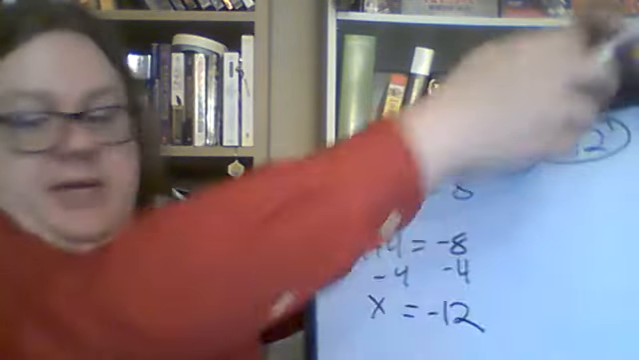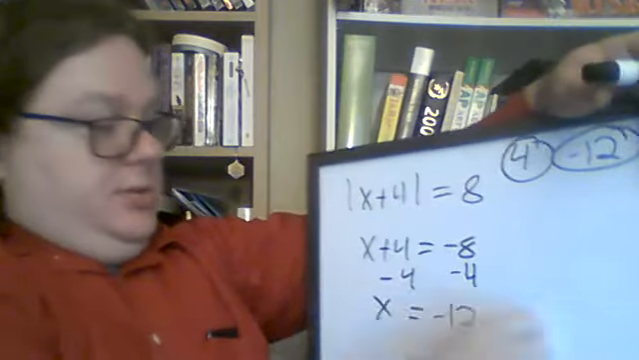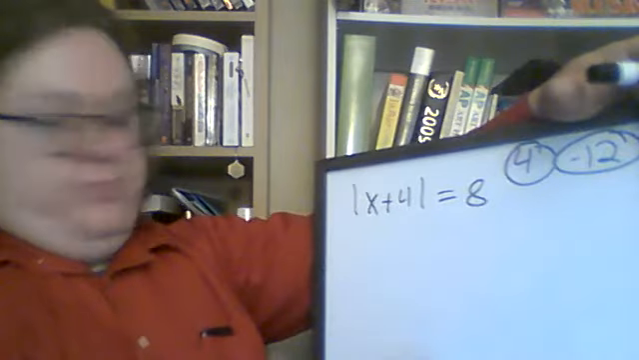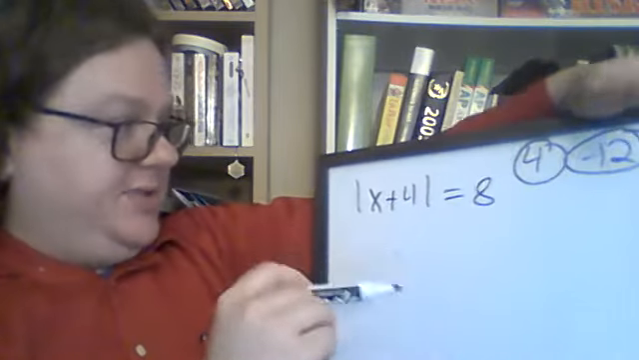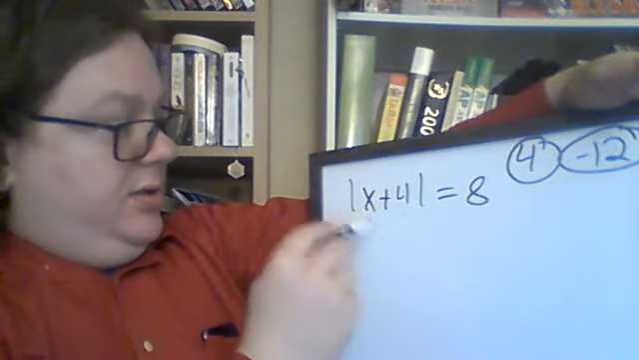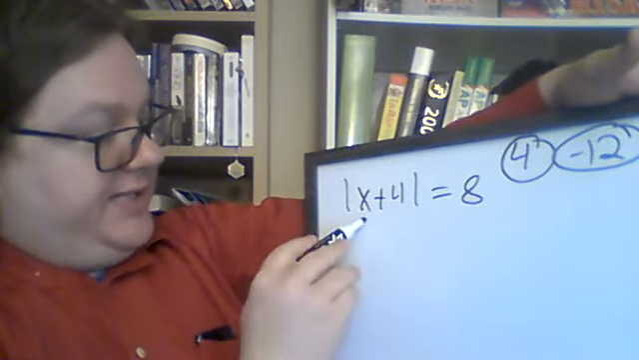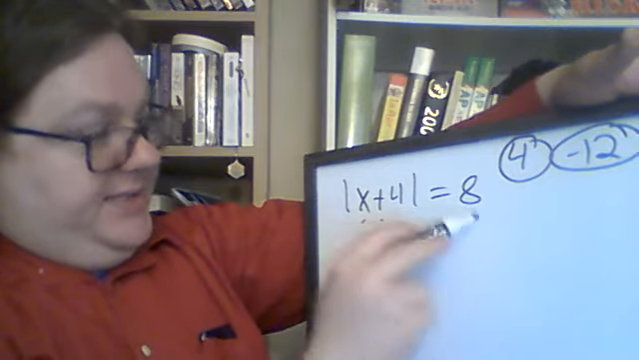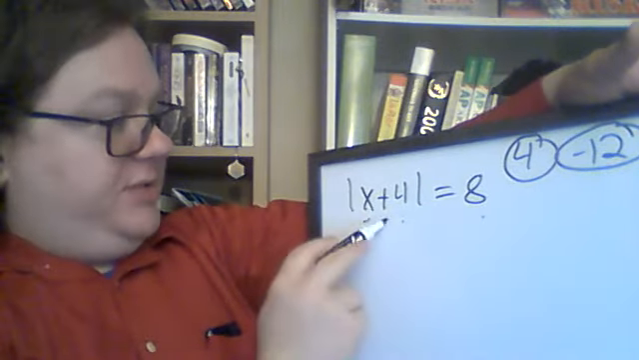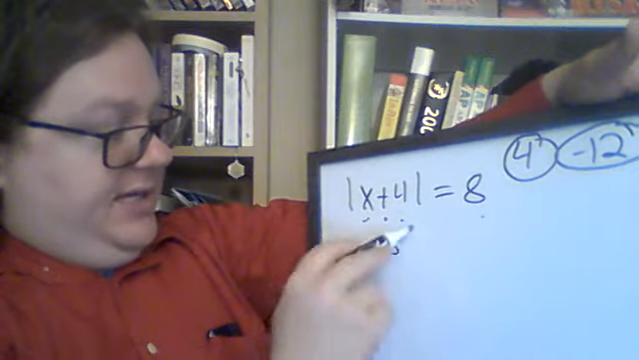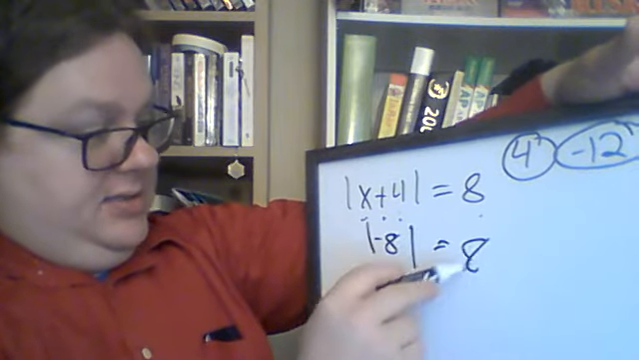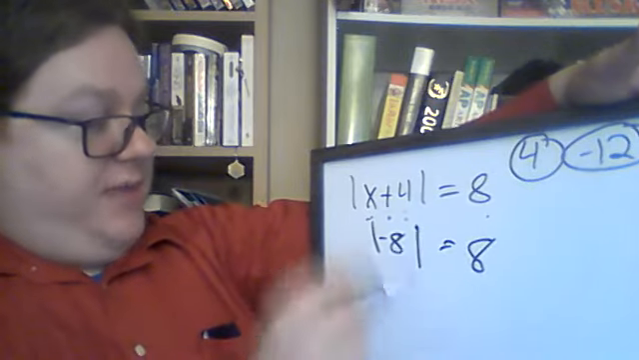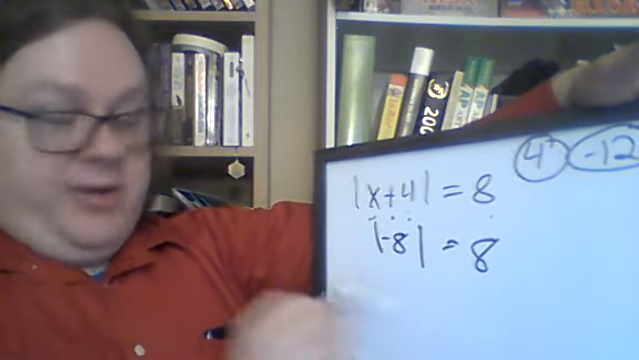And if we plug it back in, just to prove that this isn't the ramblings of a crazy person, I take that 4, I put it in for x, 4 plus 4 is 8. If I take this negative 12, negative 12 plus 4 is negative 8, and the absolute value of negative 8 is 8. Because remember, when we do the absolute value, we're ignoring the negative.